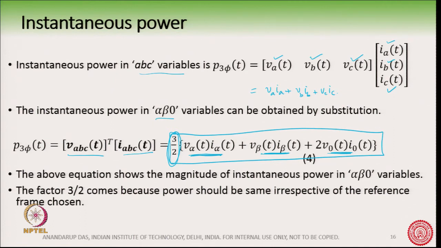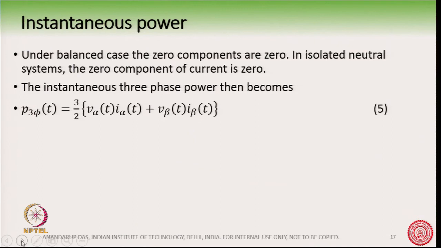This is the 3-phase instantaneous power. It is important, this is an instantaneous power. You see here t is there. These are all instantaneous quantities. So, it is the sum total of the 3-phase power at any instant of time, in the alpha beta 0 variable. Of course, under balanced case the 0 components are 0.